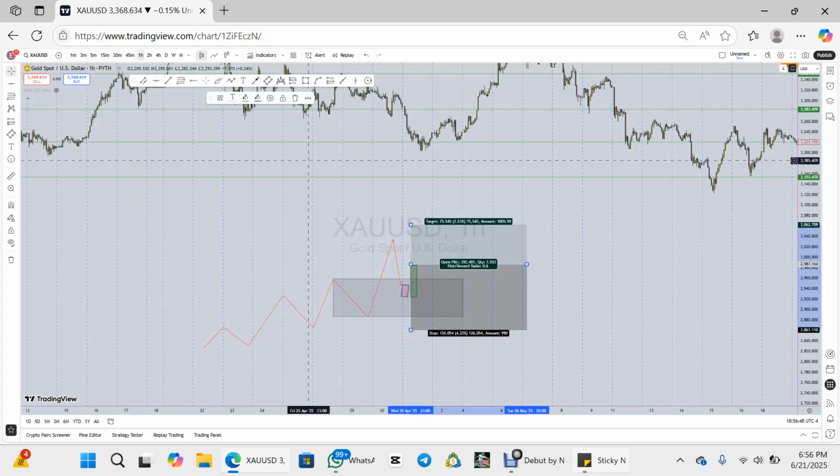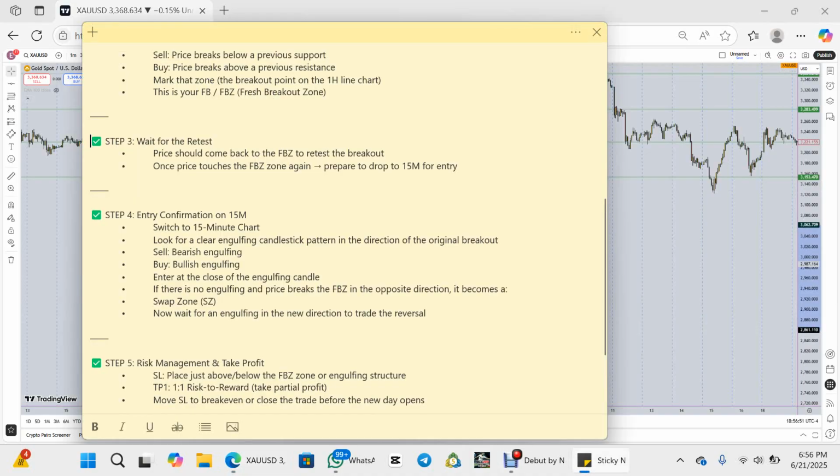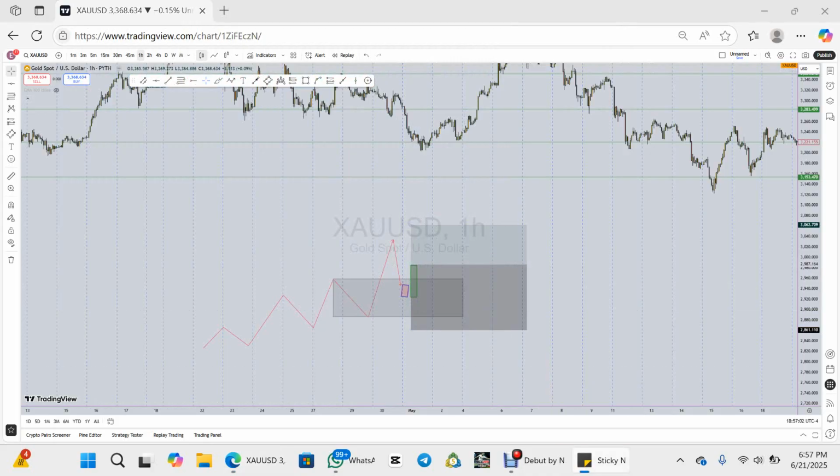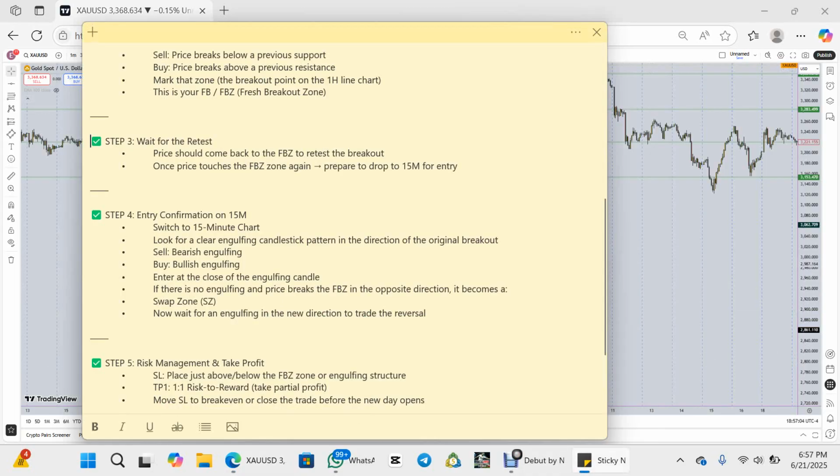So now let's see what the next step says. Let's not rush. Now it says enter at the close of the engulfing candle. So once that engulfing candle closes, you enter. That's where you pick your entry. Now what's the next thing to do there? If there is no engulfing and price breaks to the opposite direction, it becomes a swap zone. Now wait for an engulfing in the new direction to trade the reversal.